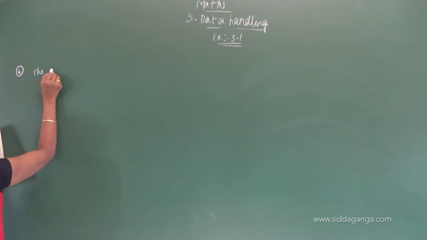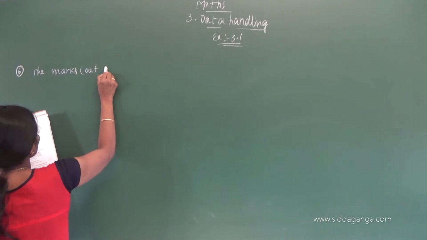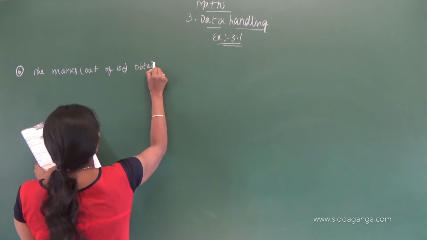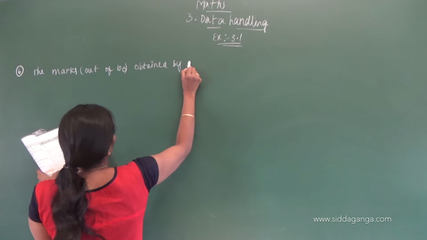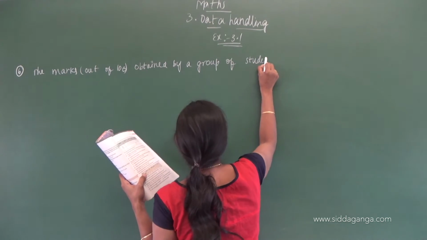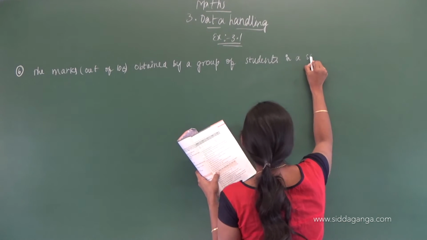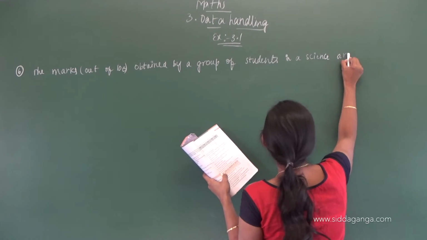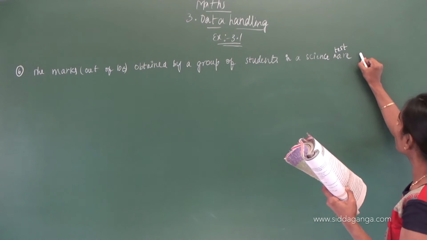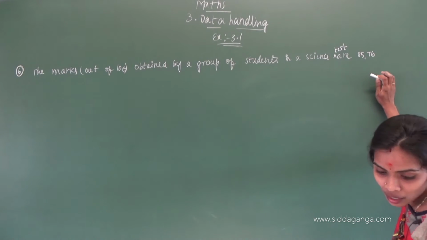The marks out of 100. In this question, they are giving the marks of a particular student out of 100, obtained by a group of students in a science test, for each student in the group. Science marks they are giving.